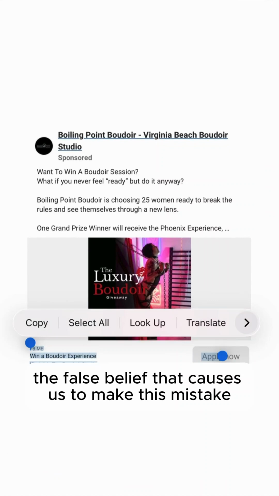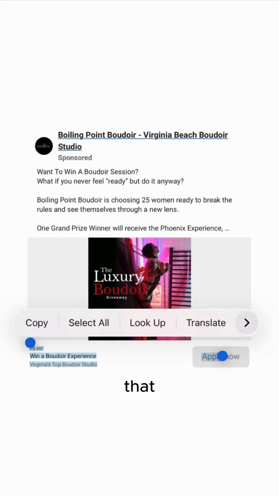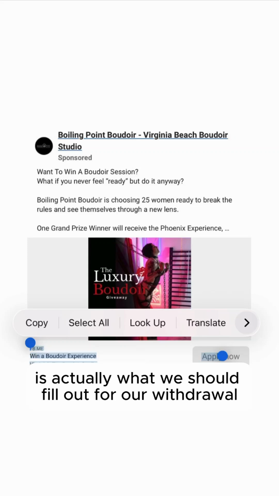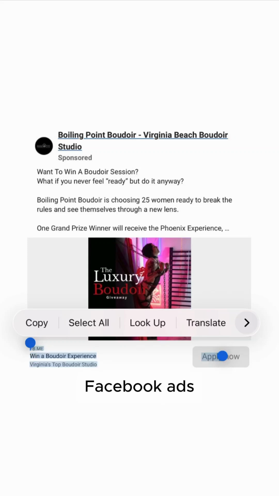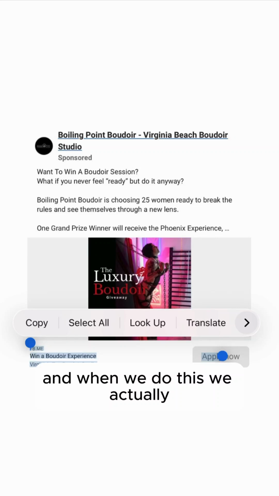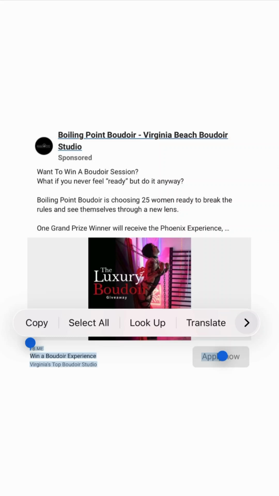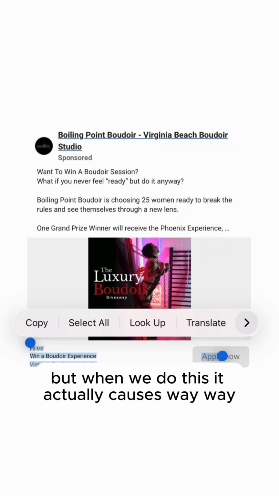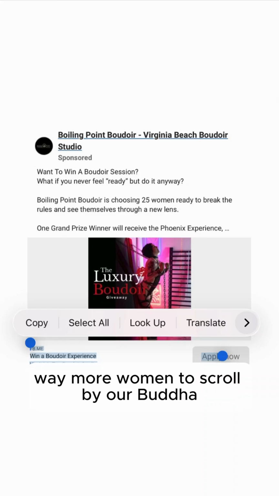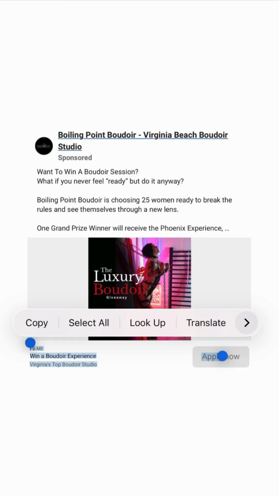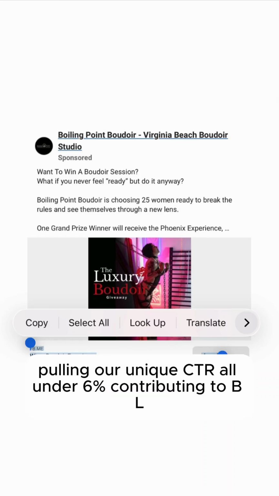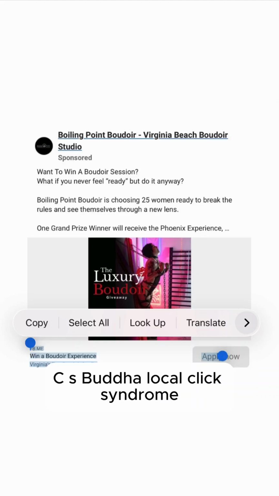The false belief that caused us to make this mistake is that we're trusting what Facebook is telling us to fill out is actually what we should fill out for our Boudoir Facebook ads. But when we do this, it actually causes way more women to scroll by our Boudoir Facebook ads than normal, pulling our unique CTR all under 6%, contributing to BLCS, Boudoir low click syndrome.